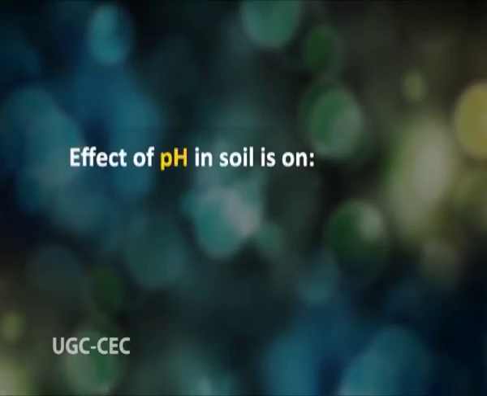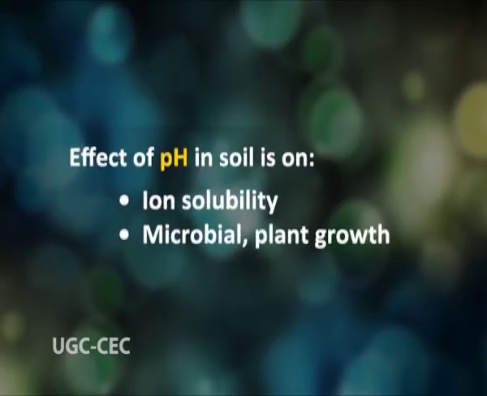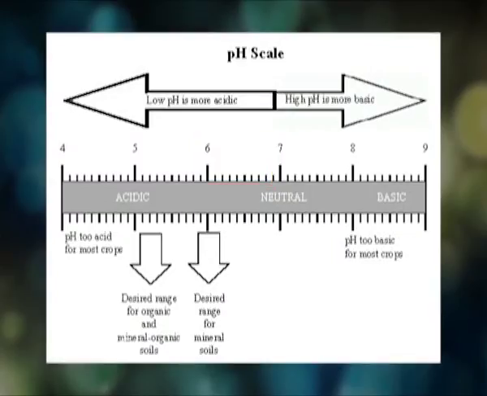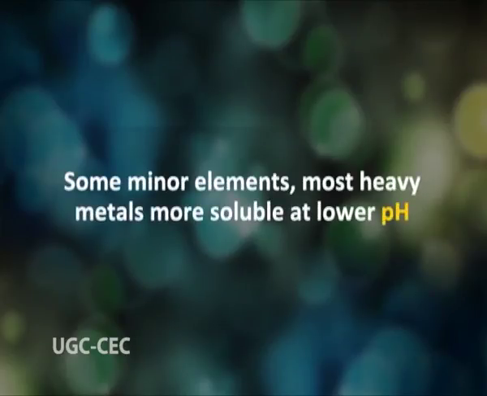The most important effect of pH in the soil is on nutrient solubility, which in turn affects microbial and plant growth. A pH range of 6 to 6.8 is ideal for most crops because it coincides with optimum solubility of the most important plant nutrients. Some minor elements like iron and most heavy metals are more soluble at lower pH. This makes pH management important in controlling movement of heavy metals and potential groundwater contamination in soil.